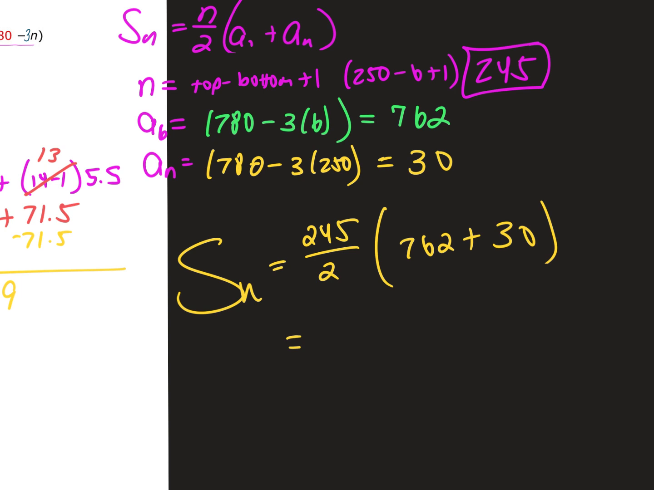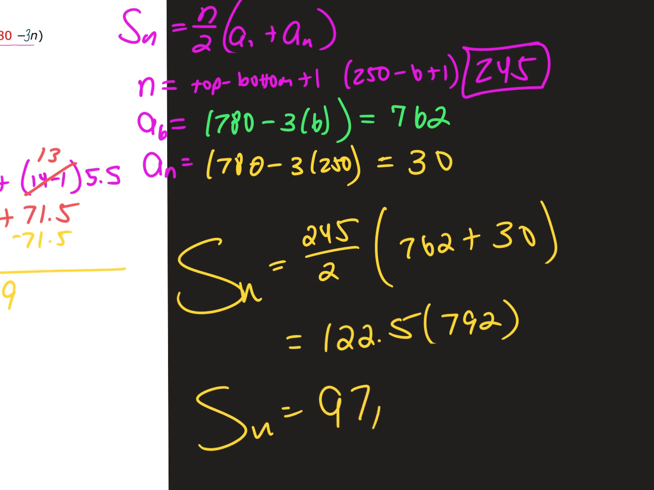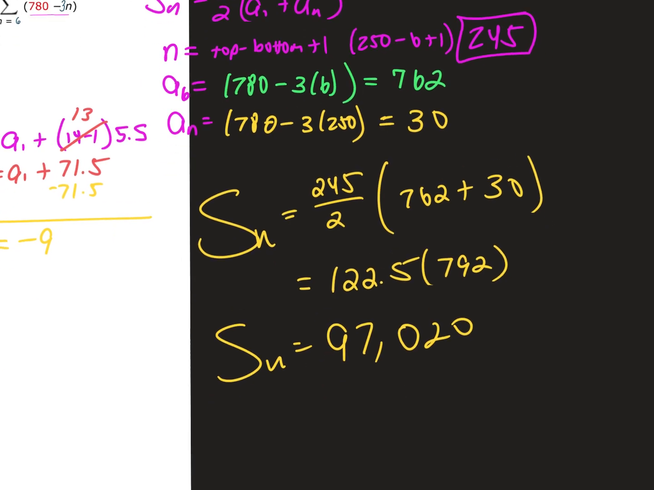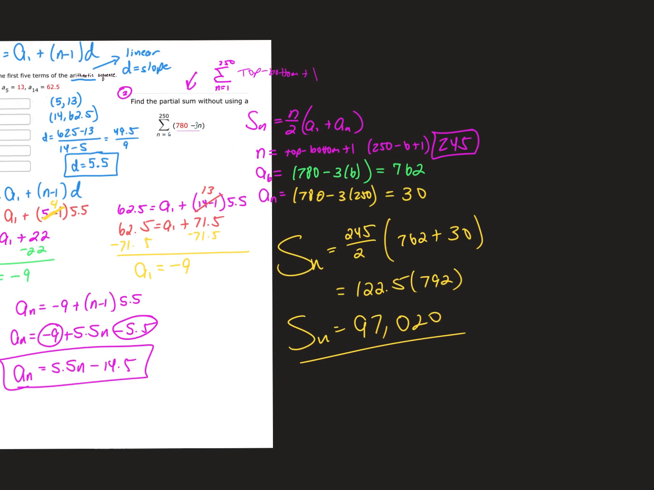What's 245 divided by 2? 122.5, okay. Decimals are okay in this case. What's 762 plus 30? 792. All right, and then multiply those two together. It's going to be a big number. 97,000, like that? No decimal? All right, there you go.